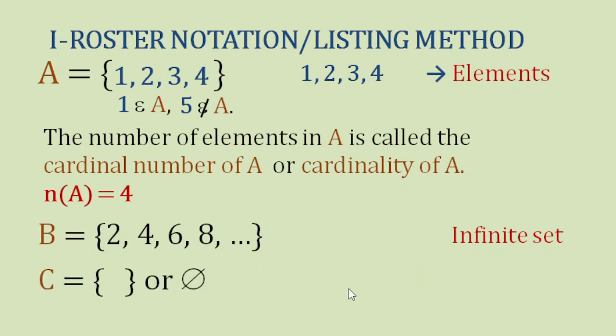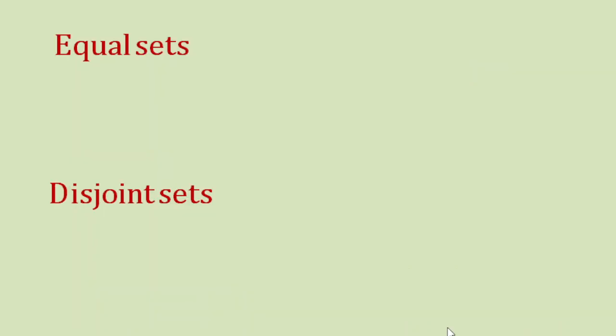We also have sets that have no element. Example, C equals { }, there's nothing. So this is the other notation. We call this one empty set or null set.